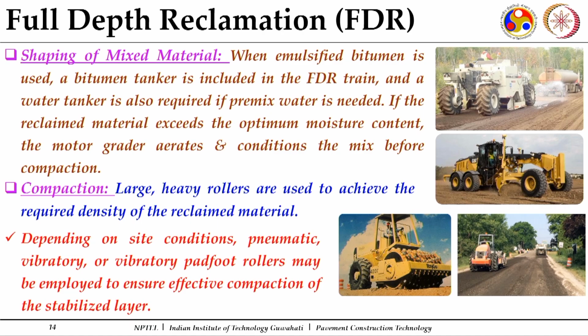Then comes shaping of the material, because many machines have screeds which can lay it down to the desired profile, or motor graders can be used to bring those materials in windrows to the desired shape and cross slope. So, this is the shaping of the mixed material. When emulsified bitumen is used, an emulsion tanker is included, along with a water tanker, because as I mentioned, in the case of emulsions you need to have some pre-moisture content over the windrow for better workability.